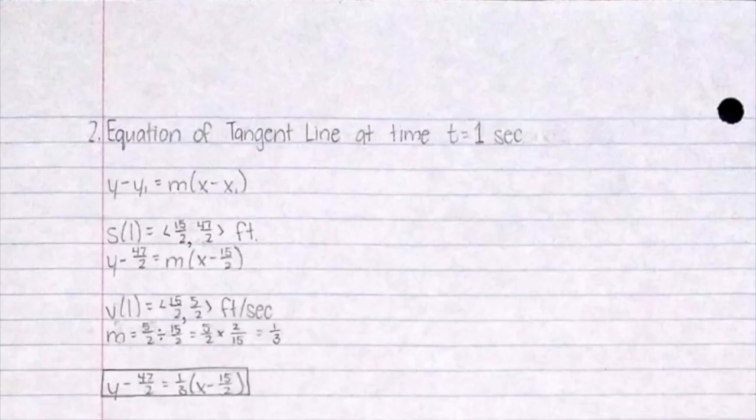To find the tangent line at t equals 1 second, I plug t equals 1 into the position vector to find the x of 1 and y of 1 values. I then plug t equals 1 into the velocity vector and divide y prime of 1 by x prime of 1 to find the slope of the tangent line. My answer for the tangent line was y minus 47 halves equals 1/3 times x minus 15 halves.